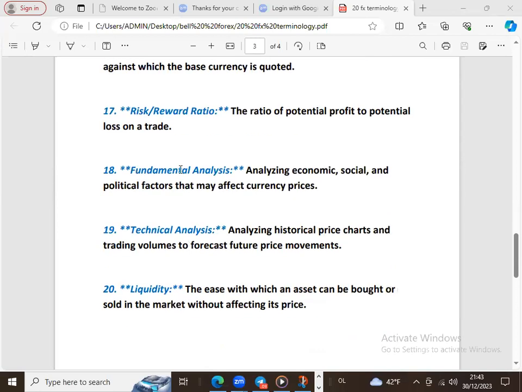Now, my next terminology is fundamental analysis. Fundamental analysis is one of the most important things that you're going to be knowing when it comes to forex. We are going to be doing two types of analysis, fundamental and technical. Fundamental analysis deals with analyzing economic, social, and political factors that may affect currency prices. As forex traders, we need to understand these factors that could affect currency prices.